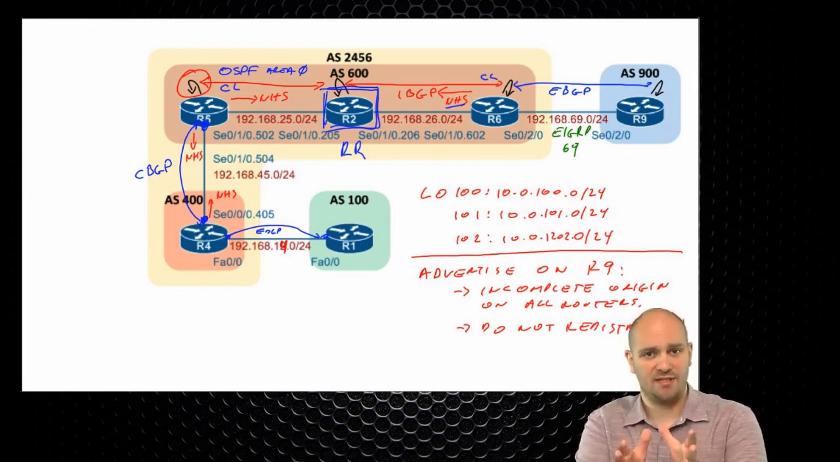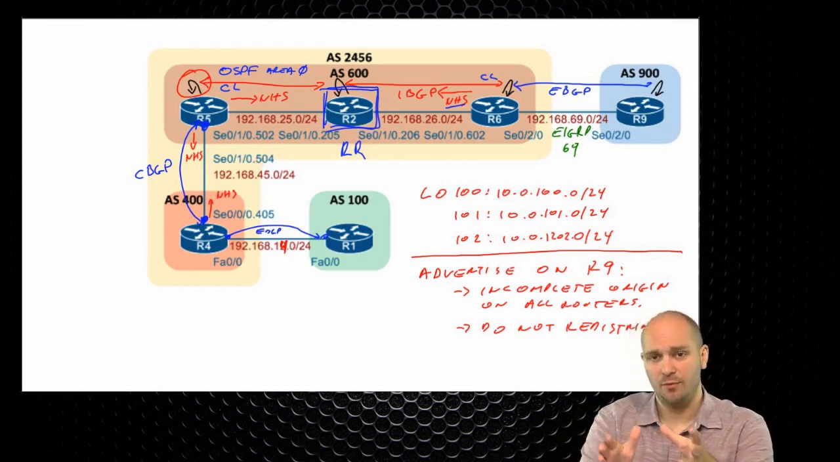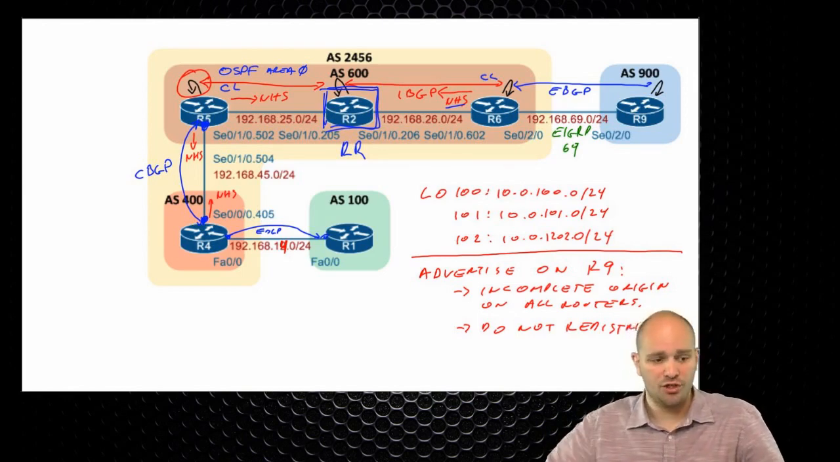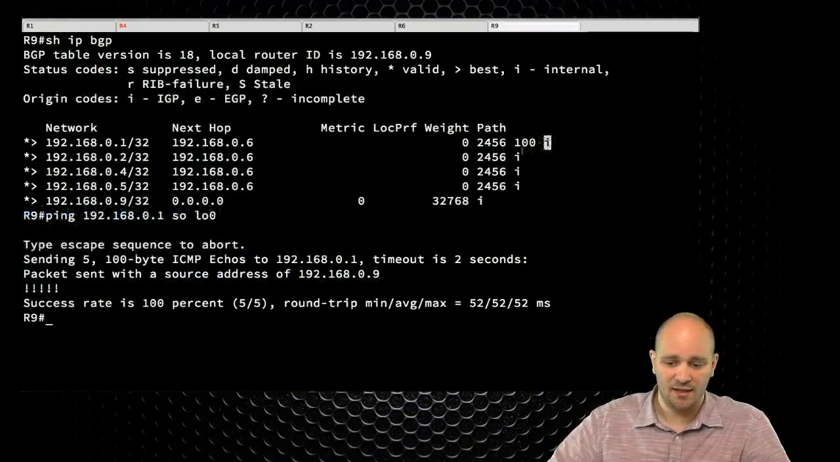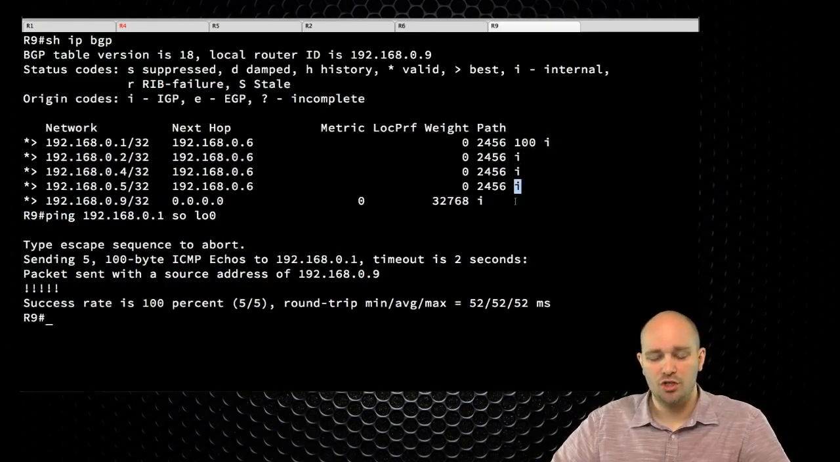When you use the network statement to advertise routes in BGP, they're going to have the origin of IGP. So we can see that here. This I here stands for origin. So this doesn't mark the internal route. It says that this route has the attribute called origin, which is internal, or origin is IGP.